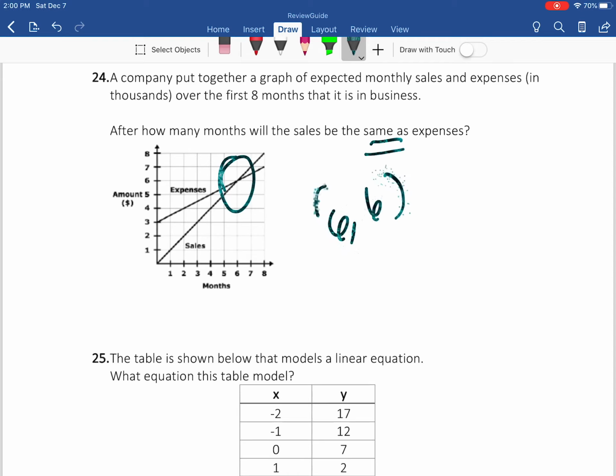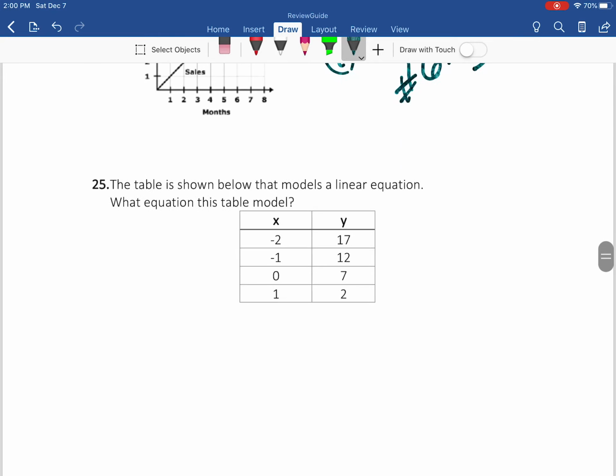They intersect at the point (6, 6). So after 6 months, they're going to reach the same amount of $6,000. So the number of months is 6 months. It is truly that easy.